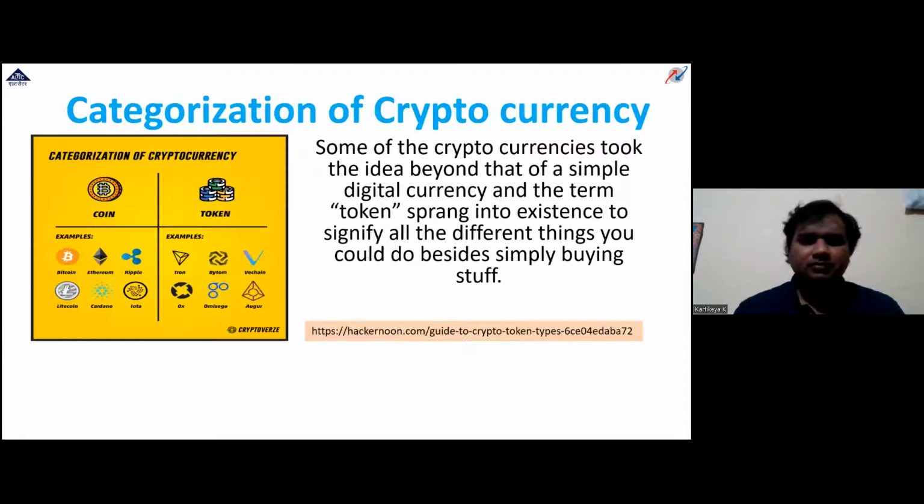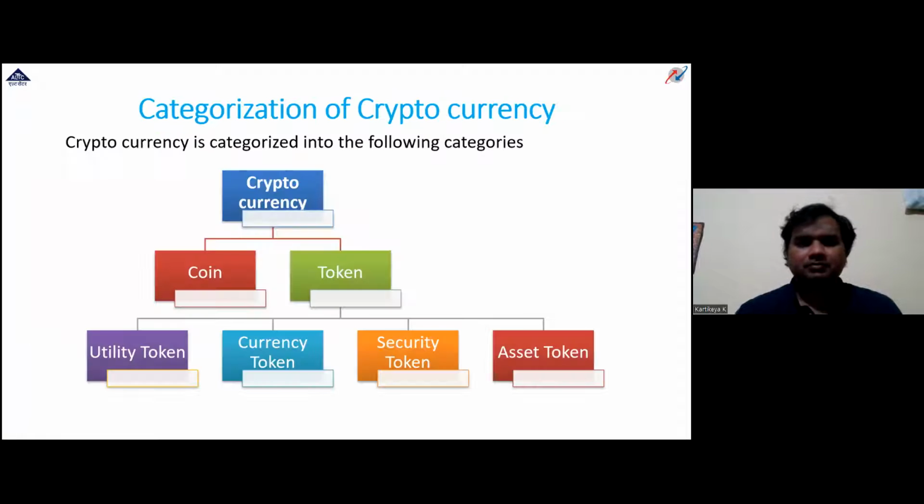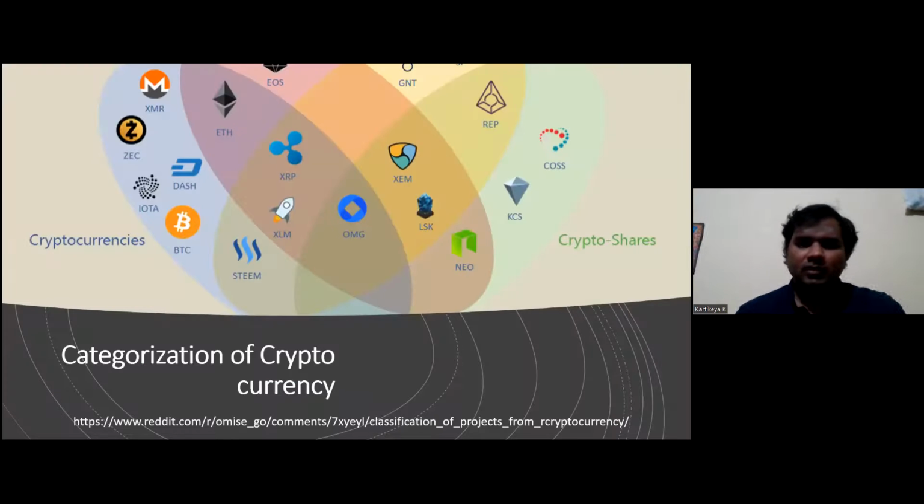But coins are not like that. We can do whatever we want with them. That is the main difference between coin and token. And again, there are different kinds of tokens: utility token, currency token, security token, asset token. For each type of service, these different tokens are used. Some of the tokens and currencies are used for different types of products and services, such as crypto shares and cryptocurrencies.